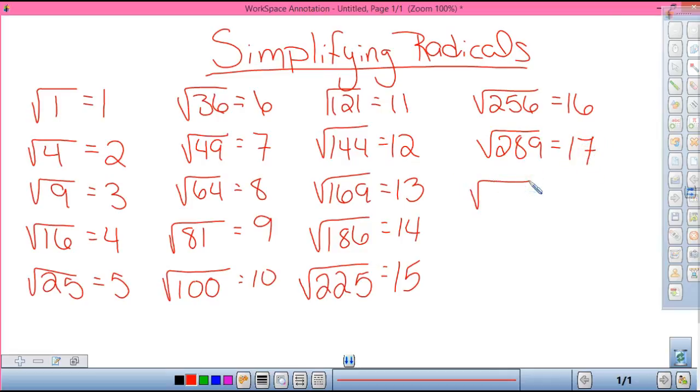18 would be, what is it? 324. If you don't know these, you need to get out your calculator and start putting them in. 19 is what? 361. And 20 is 400.